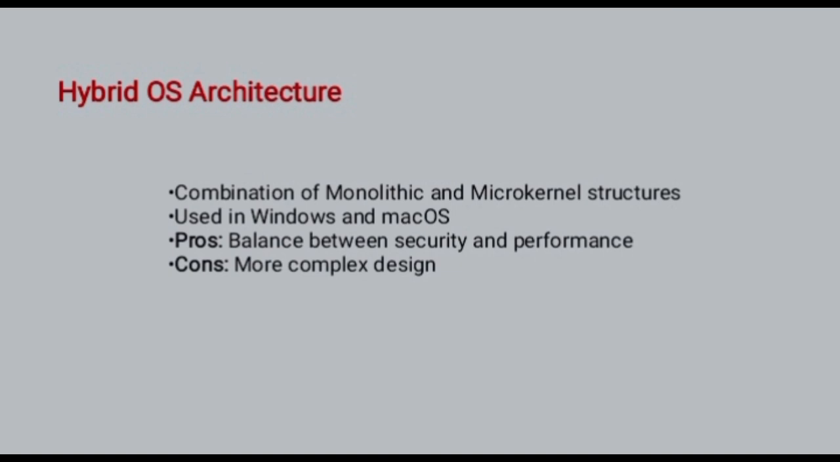This slide describes hybrid kernels. These kernels try to combine the best aspects of monolithic and microkernels. They maintain a relatively small kernel core like microkernels, but include some key services like file system management within the kernel itself for performance reasons. This approach, used in popular operating systems like Windows and macOS, aims to strike a balance between security, a strength of microkernels, and performance, a strength of monolithic kernels.